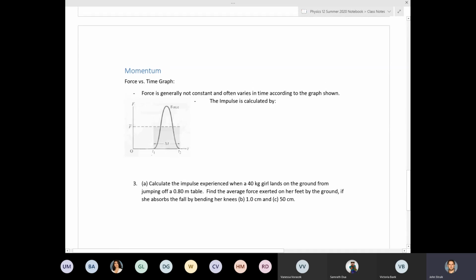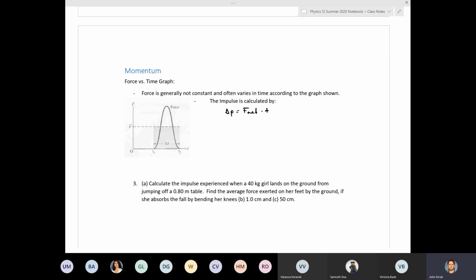We'll do the force versus time graph. So impulse, delta P, is F net times t. So if you have a force-time graph, the impulse would be the area under the curve. Okay, so if I have a line like this, the area underneath is going to be force times time, but that's area, right? Length times width is area.